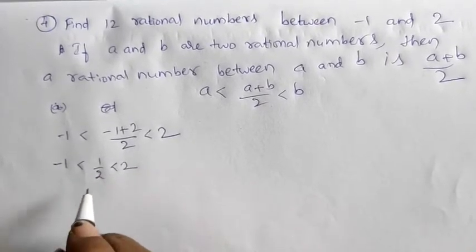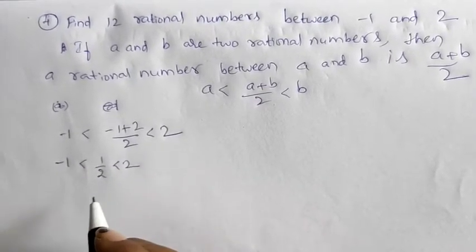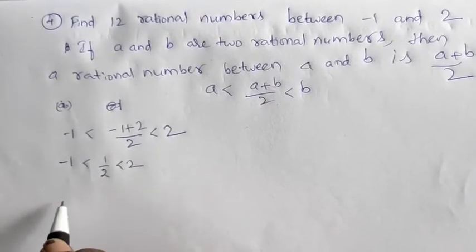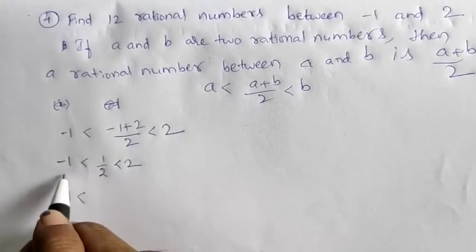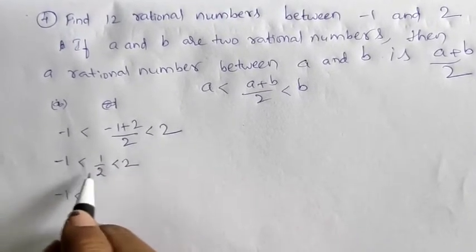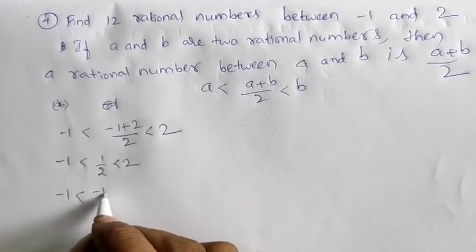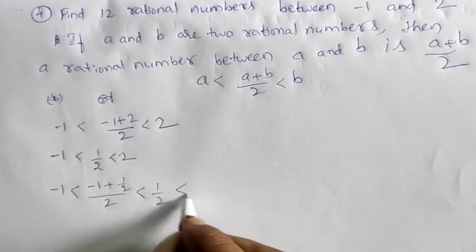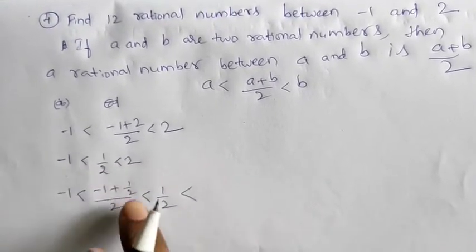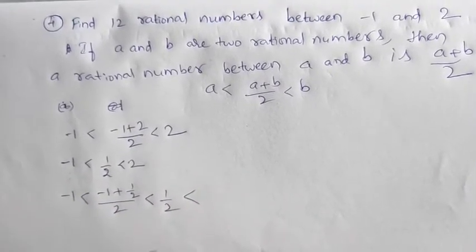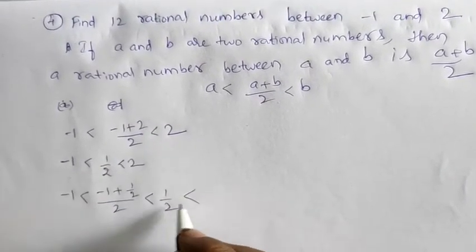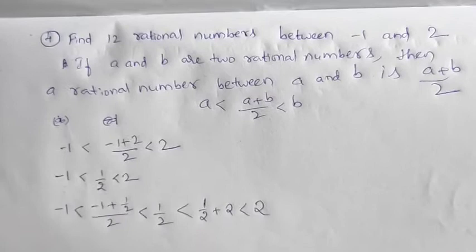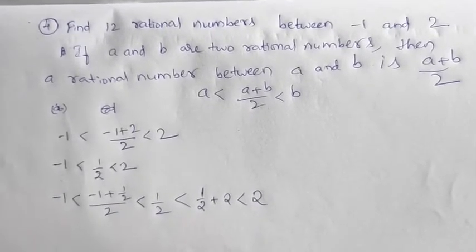Now again, to get another rational number, we got only one rational number. To find another rational number, we have to consider these two and these two. Now it can be written as minus 1 is less than the average of these two, which lies between minus 1 and 1 by 2. So minus 1 plus 1 by 2 whole by 2 is less than 1 by 2. Now the average of these two lies between 1 by 2 and 2. So 1 by 2 plus 2 by 2 is less than 2. Okay, clear?